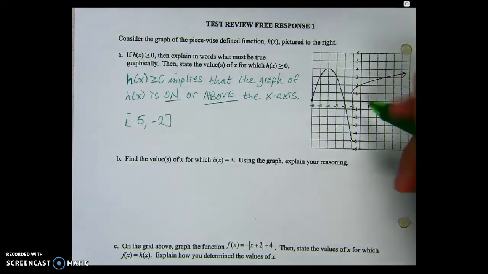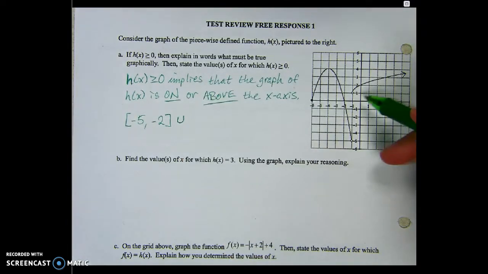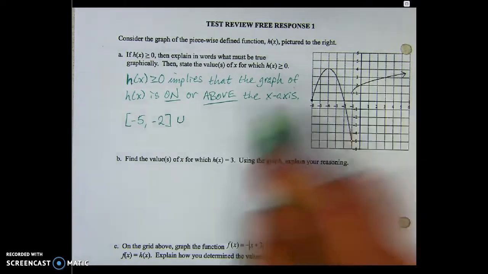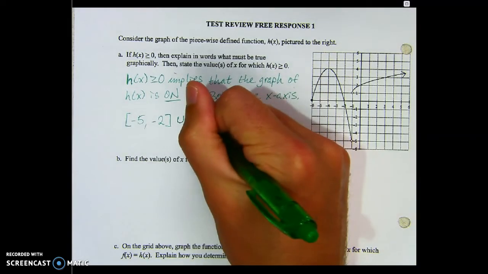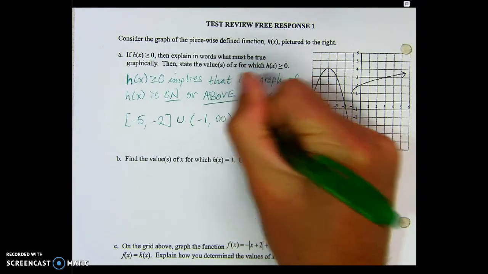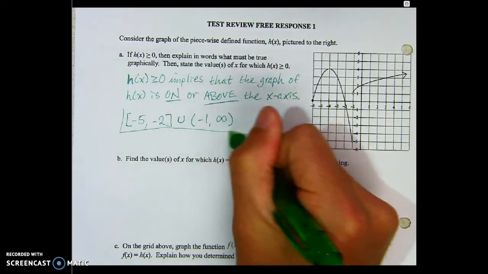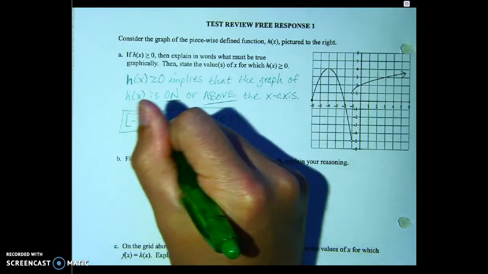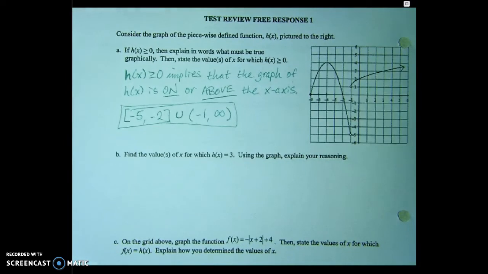All right, but we're also on or above the x-axis when x is on the interval from open at -1 all the way out to positive infinity, right? So we are on the closed interval from -5 to -2, union, the open interval from -1 to positive infinity. So that's my first answer for number 1, letter A.